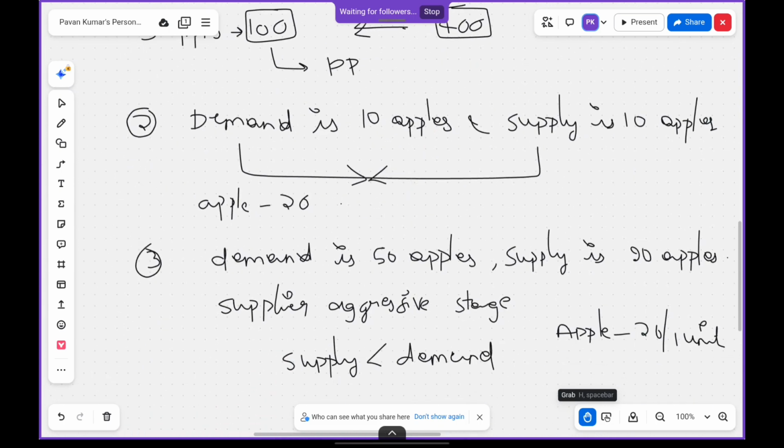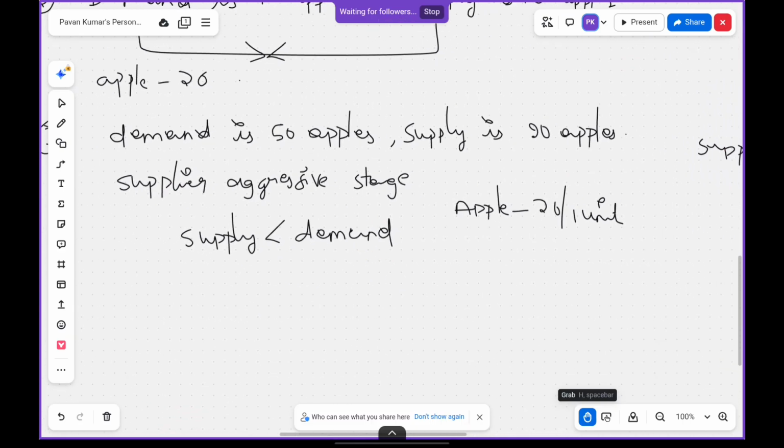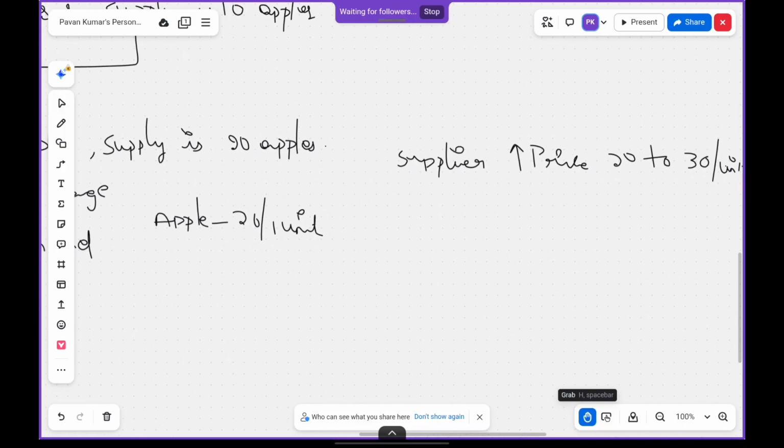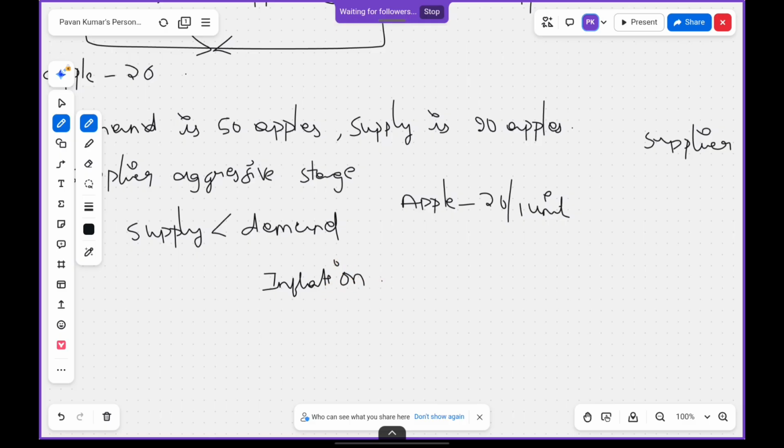But in the third stage, what is happening? Demand is more, but the supply is less. So in this case, the supplier will be increasing the price. Directly or indirectly, this increase of price can even be called inflation. Right? So what is inflation? We will be discussing it in the next session.